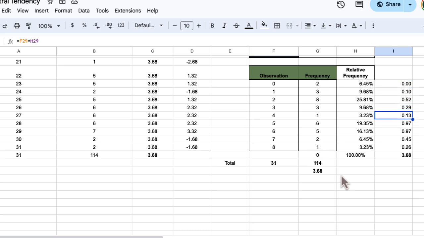So what's the interpretation? What's going on here? I am multiplying the observation by its relative frequency, and by doing that, I am effectively giving it its probability weight. The observation was 1, and 1 happened 9.68% of the time, so we're going to treat that like 0.1. And 2 happened 25.81% of the time, so that's almost 26%. 26% times 2 is 0.52, so that's going to be 0.52 units.